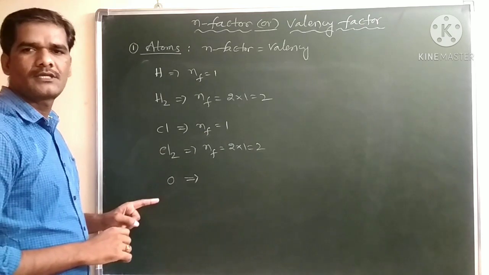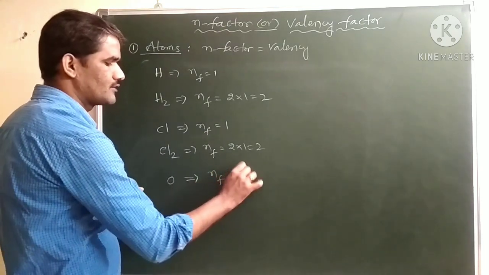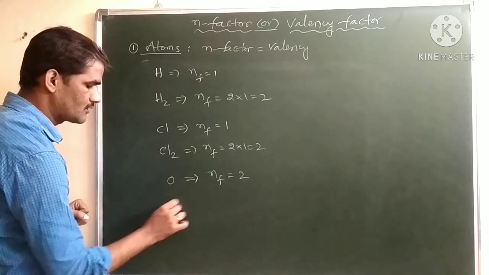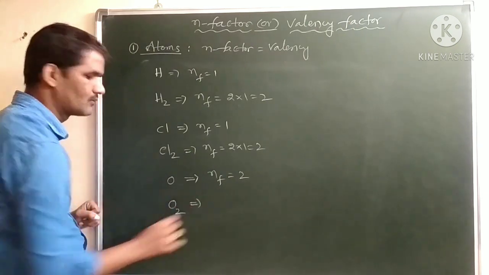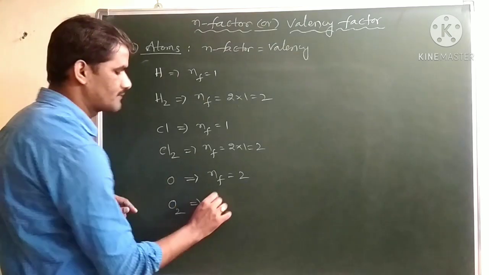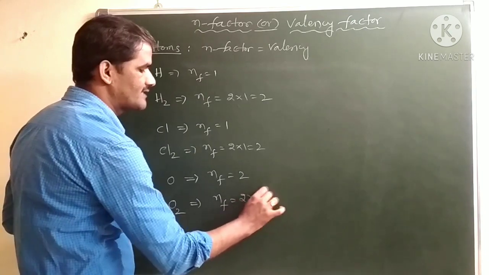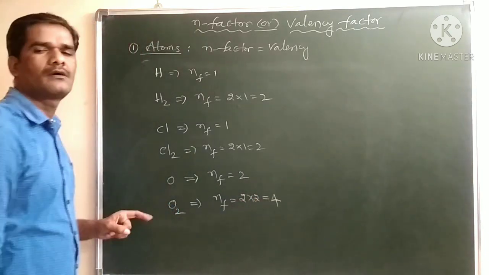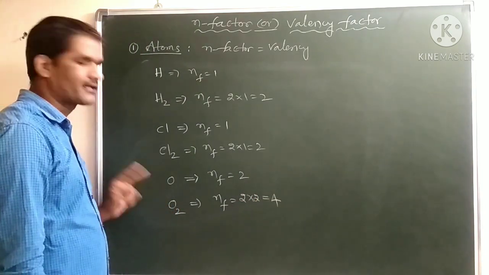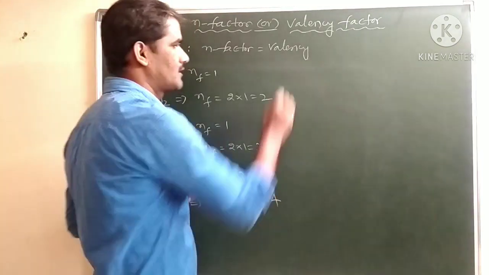We know that N factor for oxygen atom is 2. But if you take oxygen in the form of molecule O2, each oxygen molecule again contains 2 oxygen atoms. So the N factor is 2 into 2, that is equal to 4 for oxygen molecule. If it is an atom, N factor is 2. Similarly, let us take some other examples also.